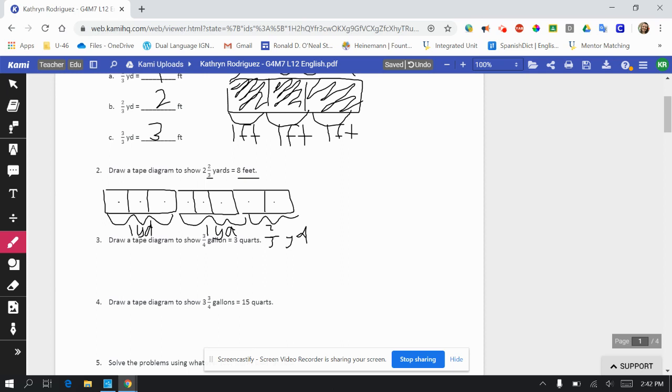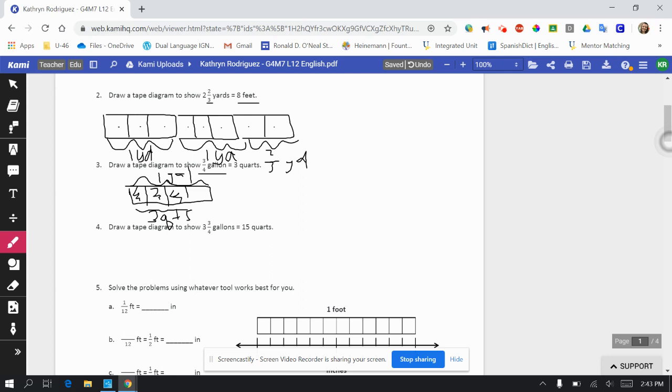Draw a tape diagram to show that 3/4 of a gallon equals 3 quarts. All right, we know that 1 gallon equals 4 quarts. We've been working on that during Module 7. So here I'm going to color in 3 of those pieces. 3/4 of a gallon equals 3 quarts. So maybe then on the bottom, I just show you and make it as obvious as possible what I'm trying to show you.